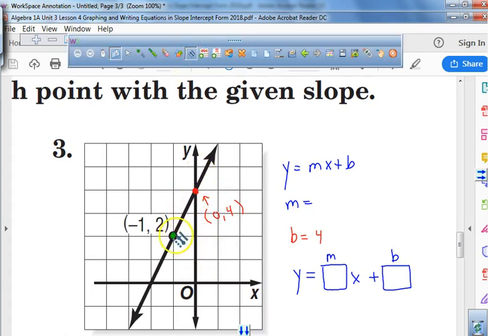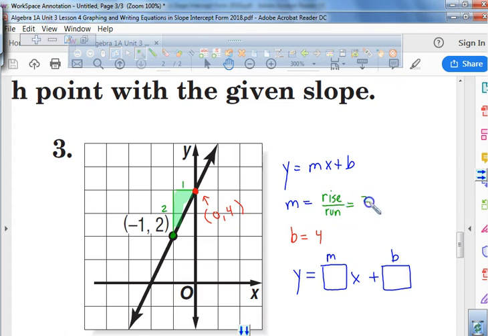The slope. So from there, you would go up a certain amount and over a certain amount. Yeah, 2 over 1. It goes up 2 and over 1. So if I say, what's the rise to the run, you'd say that's 2 to 1. So your slope is 2. So your m value would be 2, and your b value would be 4.